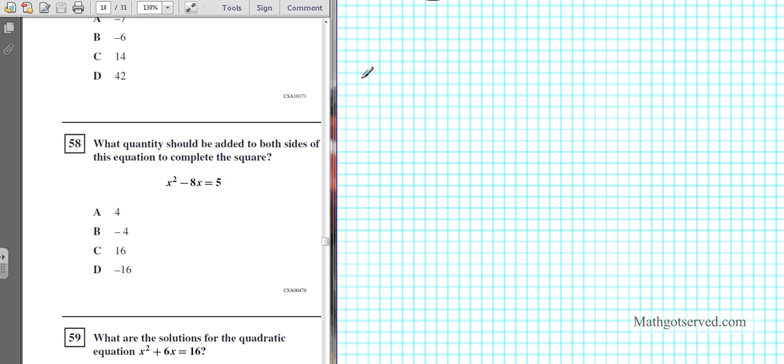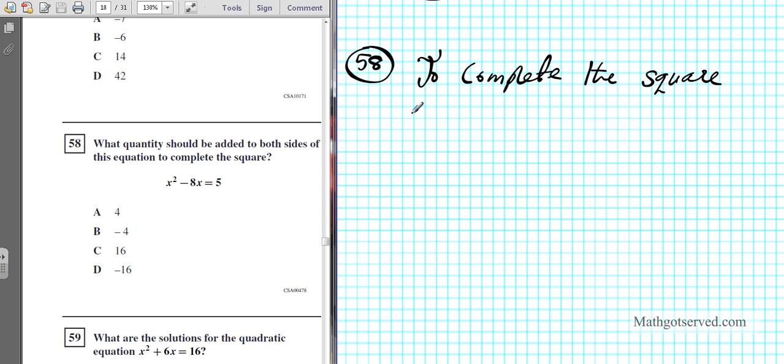All right, so for 58, to complete the square, let's write it down. To complete the square, you add negative b over 2. Actually, just b over 2. b over 2 is sufficient. The sign doesn't really matter. So you add b over 2 squared. Okay? b over 2 squared is what you use to complete the square. All right? So don't forget that.